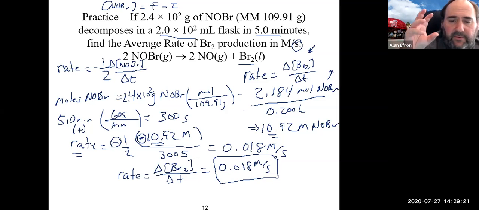So in order for this reaction to proceed correctly, this reaction needs 2 moles of NOBr to produce 2 moles of NO and 1 mole of Br2. So for every 2 moles of NOBr, you get 1 mole of Br2. So that mole-to-mole relationship is what allows this reaction basically to take place correctly, if you want to think about it that way.